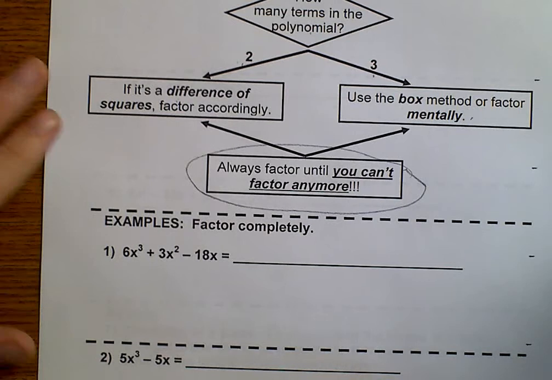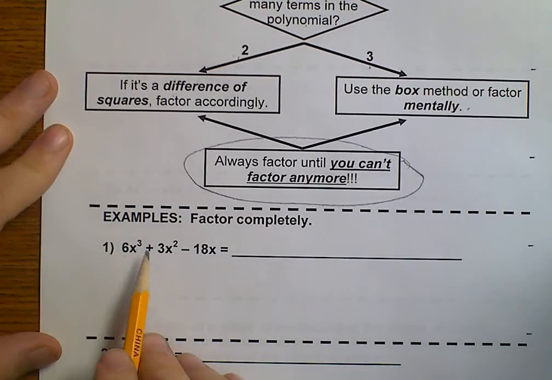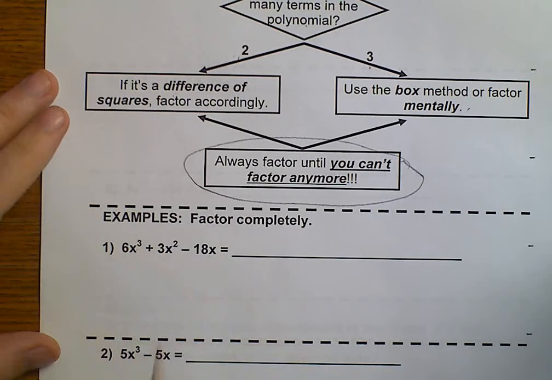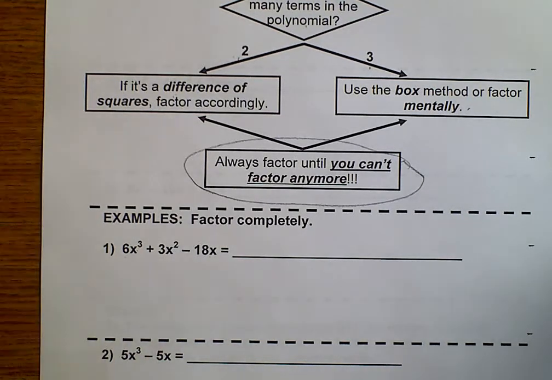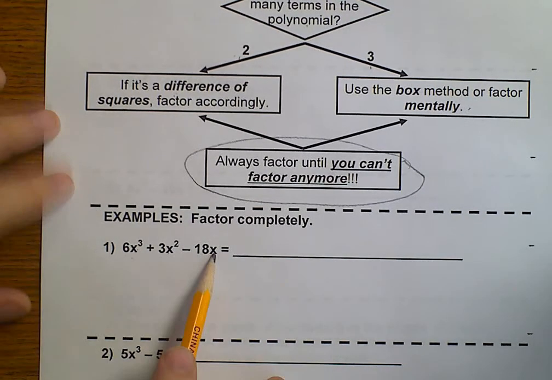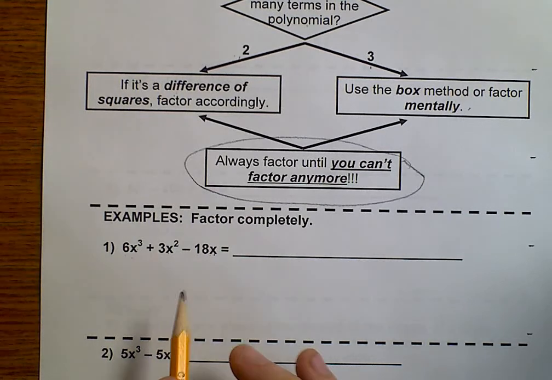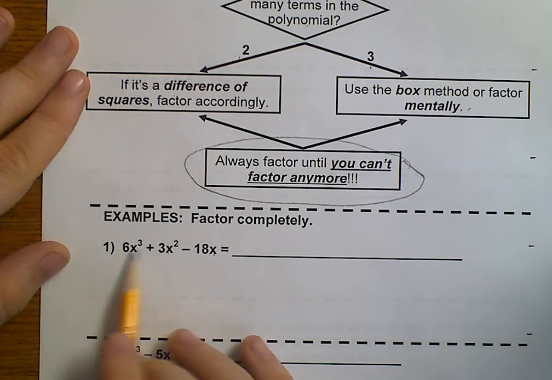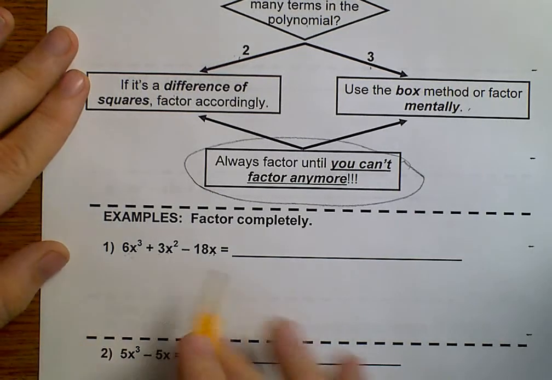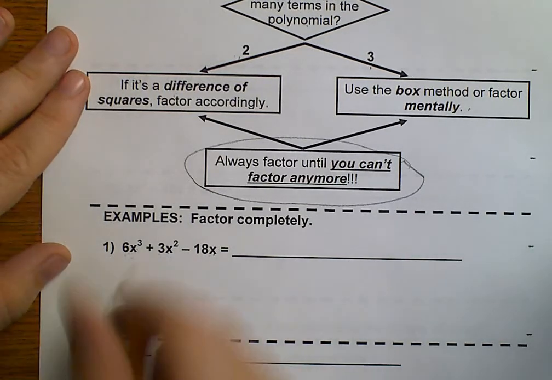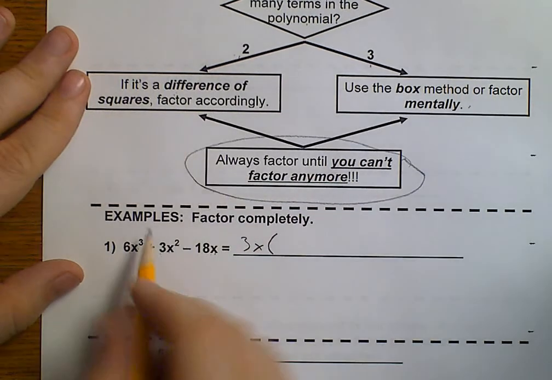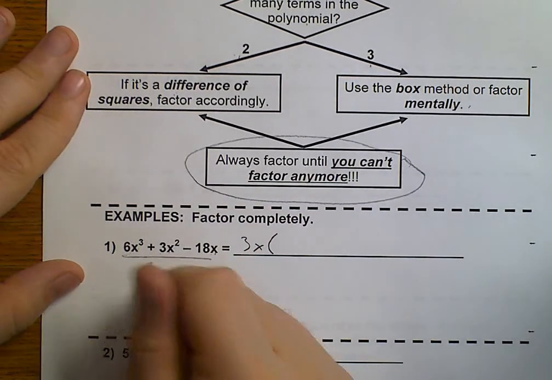Number 1, we have 6x cubed plus 3x squared minus 18x. And I know that I can pull at least an x out of everything. And so look, what's the biggest thing I can pull? Well, I can pull 3 out of 6, 3, and 18. All of those will divide by 3. So I'm going to write 3x, open parentheses. I'm going to divide everything by 3x.